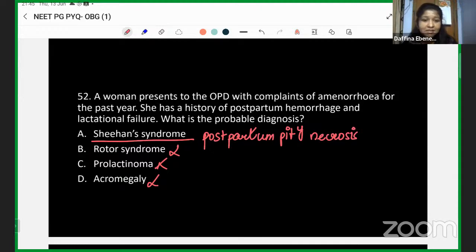What is the classical symptom? Immediately after delivery, they will have lactational failure, and a few days after that, they will notice that they have amenorrhea. Other non-specific features like hypotension, tachypnea, tachycardia, all these can be present.